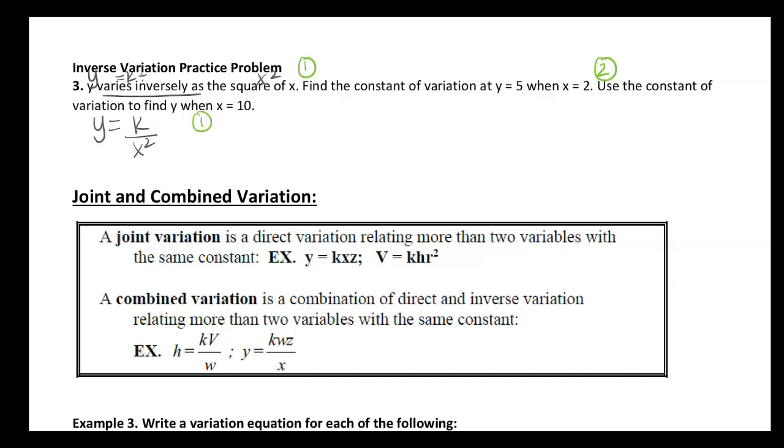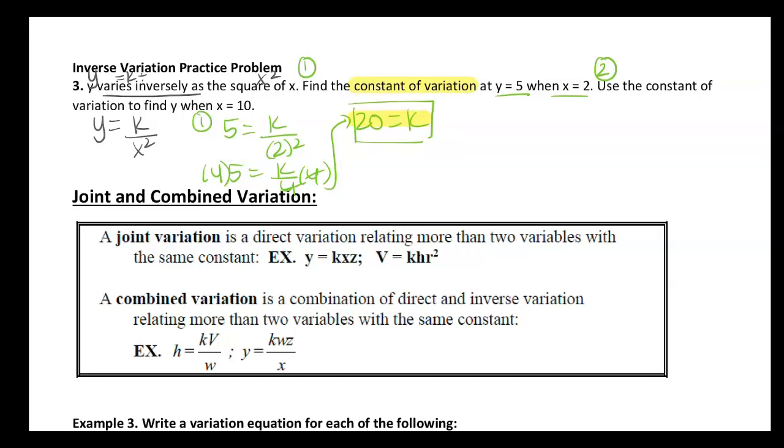For step 1, I need to find the constant of variation using these two values. So my y value is 5. K over x squared, which is 2 squared. This is what I need to solve. So we're going to make this 5 equals k over 4. You can definitely cross multiply this. I'm going to multiply both sides by 4 to make sure you get experience with all ways of solving. This will give you 20, which equals k. So that first answer, the constant of variation, is 20.